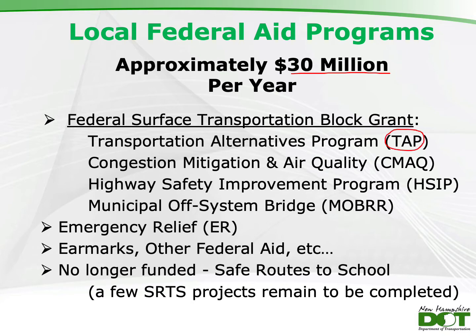We also have what we call CMAQ, Congestion Mitigation and Air Quality. That could be like a signal interconnection project. There's also what we call HSIP, Highway Safety Improvement Program, and that might be a roundabout. We also have MoBridge, which is those municipal off-system bridges. We have ER, the Emergency Relief Funds. We have earmarks and other federal aid. That's for like the covered bridge project.